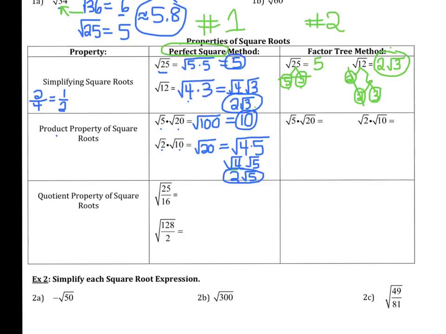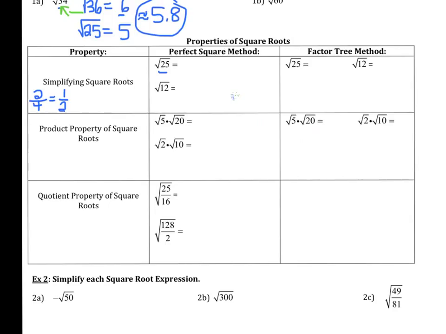Same thing over here for the factor tree method. The square root of 100. Let's say we didn't break it into 5 times 20, or 10 times 10. Let's say we did 2 times 50. 2 is prime. 50 divides into, let's say, 5 times 10, and 10 breaks into 5 times 2. All right, so what happens now with the partners getting out of jail?